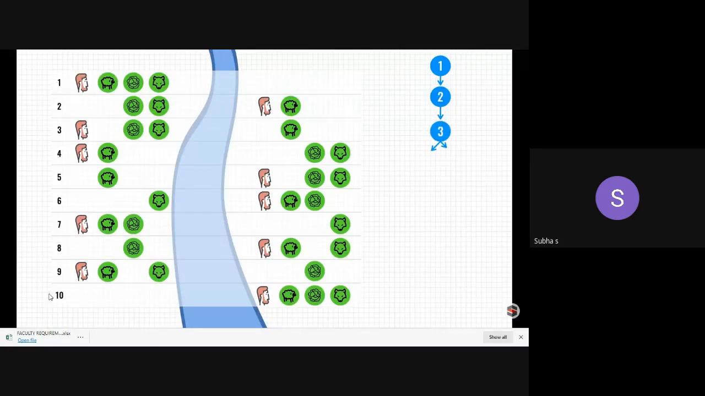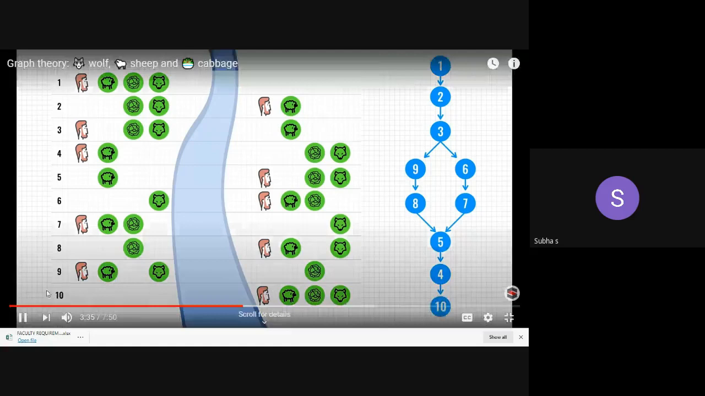But now he faces a choice. He can either go to state 9 and take the wolf across, or he can go to state 6 and take the sheep across. From there, both routes have just one state they can go to until they converge together on state 5. And finally, they end up in the desired state. That is what we drew.